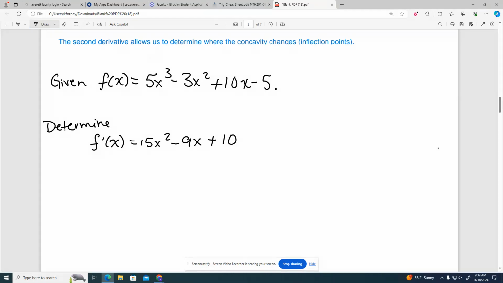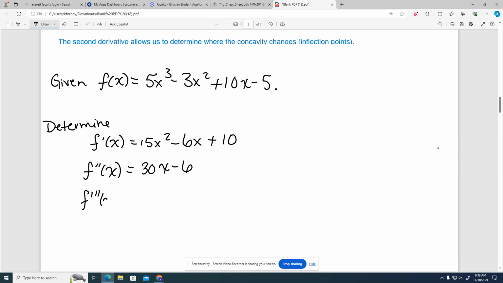Minus 6x. Now, to find the second derivative, all you have to do is find the derivative of the first derivative. And this is the notation. We use two of the little apostrophes. All right. So the second derivative would be 30x minus 6.